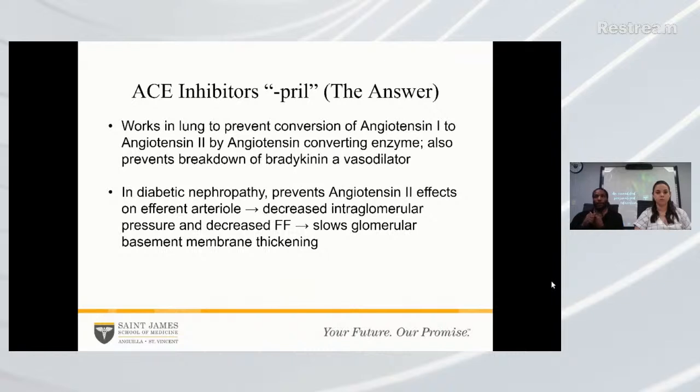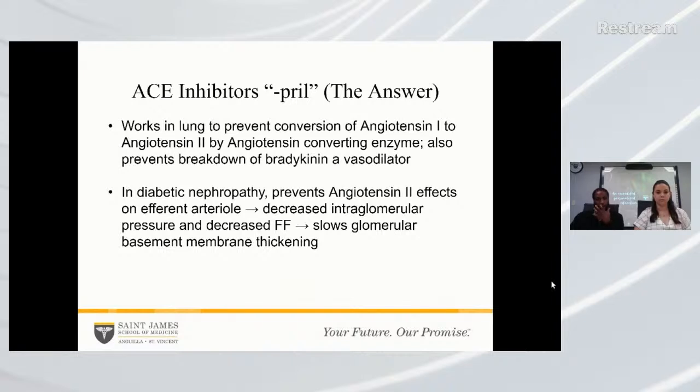So that's why with ARBs, you don't get that as much, because the angiotensin-converting enzyme can still break down the bradykinin, but you're actually blocking the effects of angiotensin-2. So that's why if they have the reaction to ACE inhibitors, you want to switch them over to an angiotensin receptor blocker.